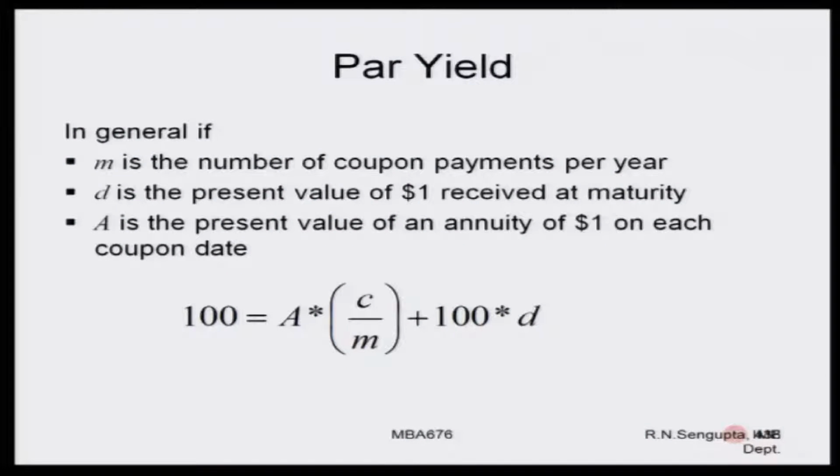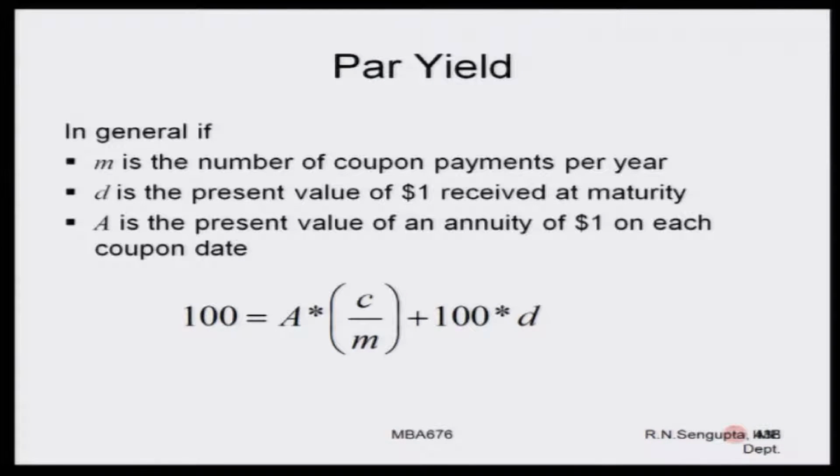Now, in general the par yield is calculated by this value formula, where 100 is the face value, that is equal to A into C by M plus 100 into D. Now, what are these values? M is the number of coupons which is being paid. C is the par yield which is being calculated, and in our problem we consider semi-annually, so M was 2. So, M is the number of coupon payments which is happening per year.